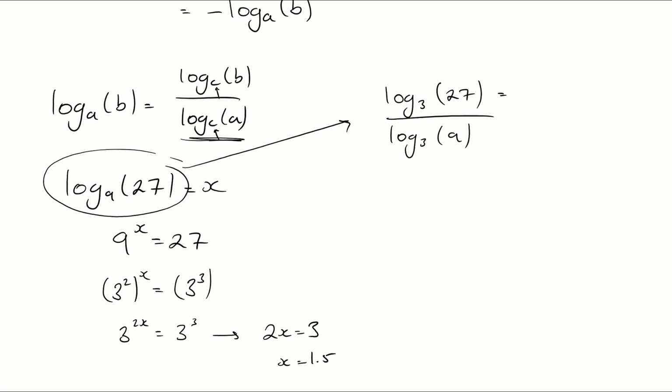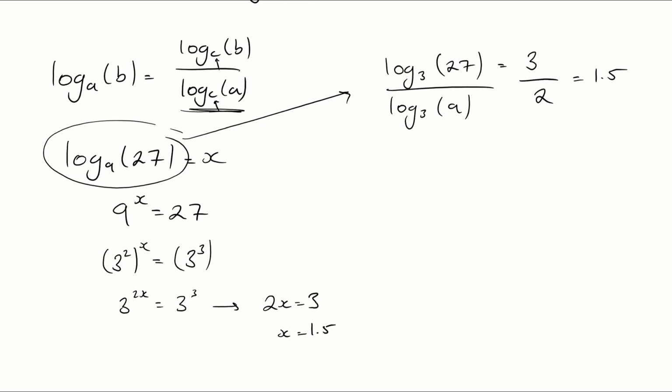Now we know that log to the base 3 of 27, what do we need to put 3 to the power of to get 27? The answer is 3. And log to the base 3 of 9 is just 2. So that answer is 1.5. So more than one way to solve these problems. You could have converted into an indice equation, or you could have used this rule here if that popped out at you. So that's it for the rules.